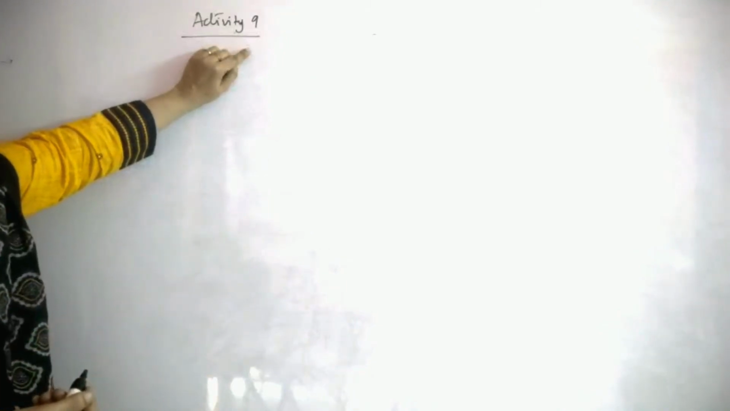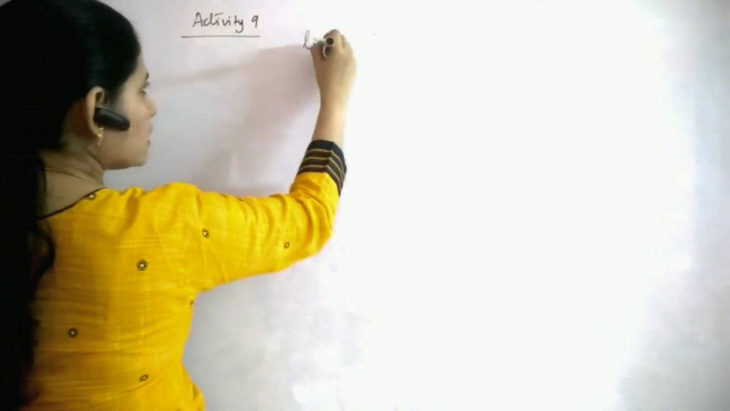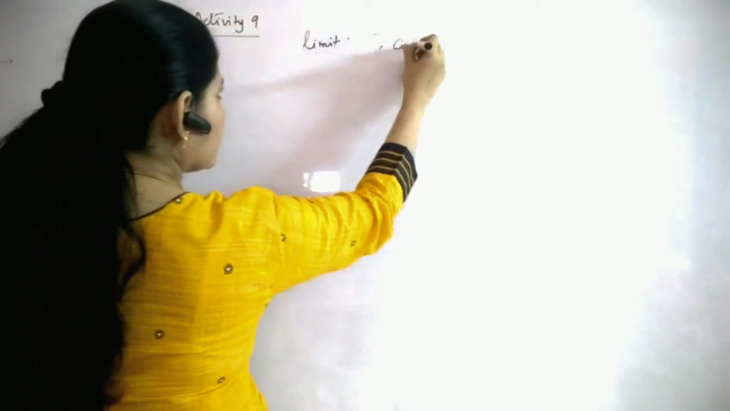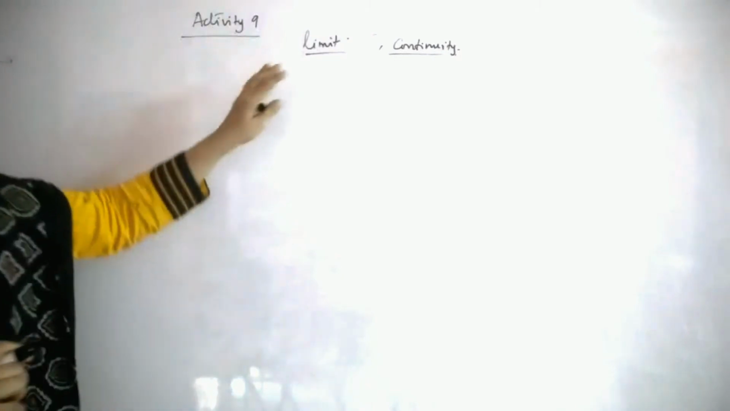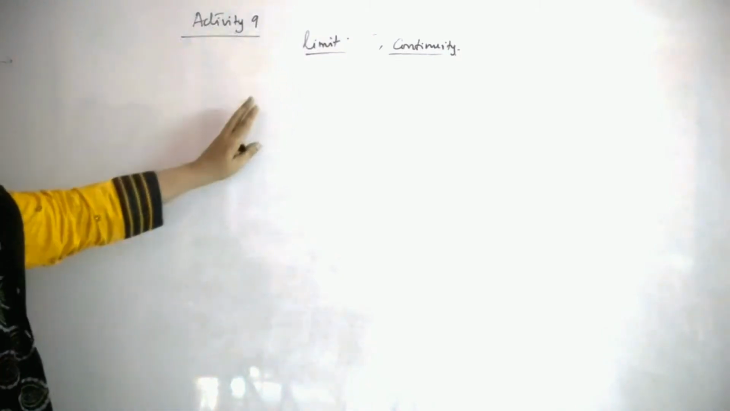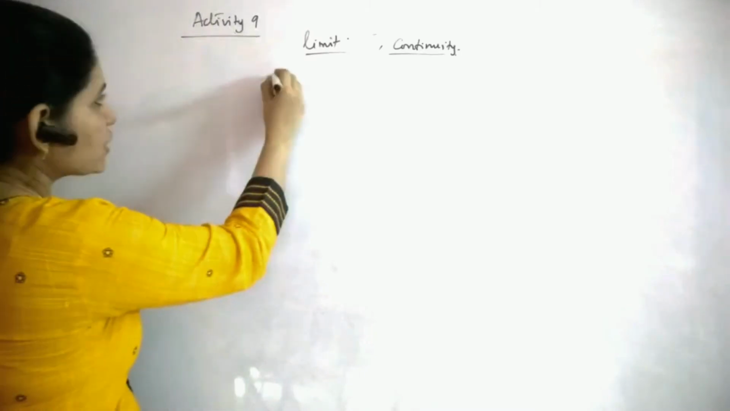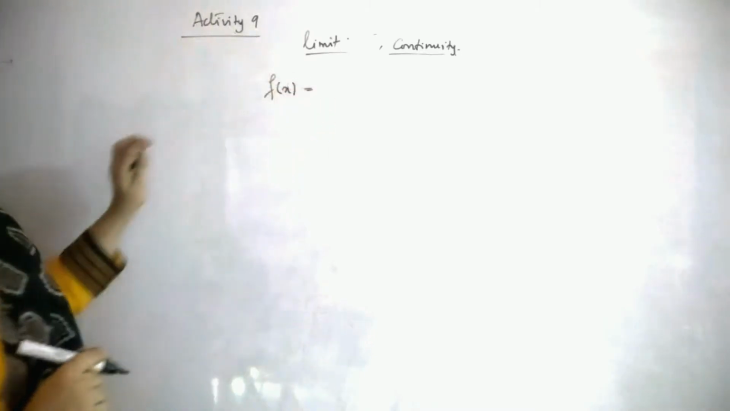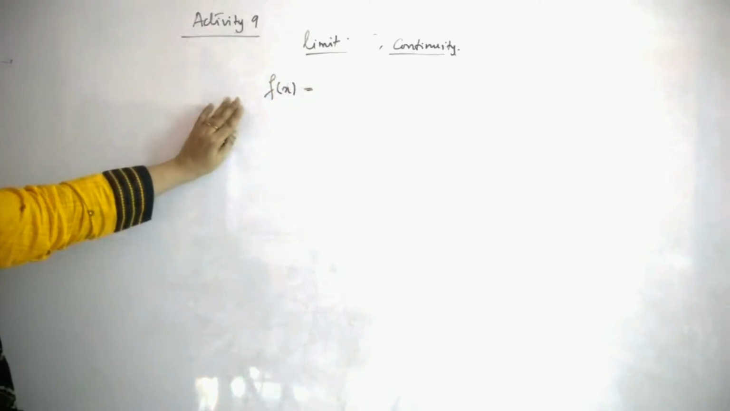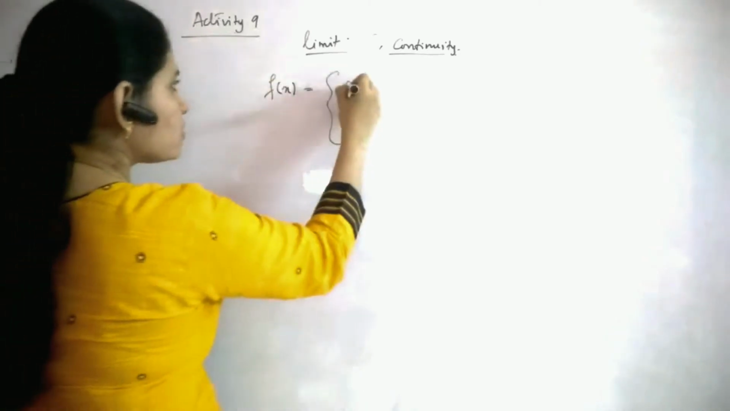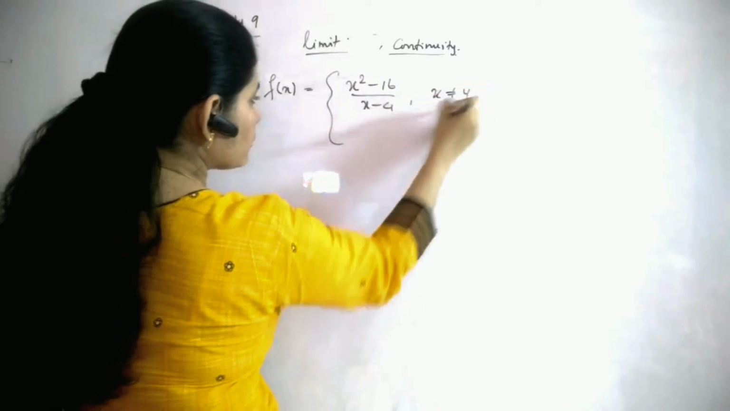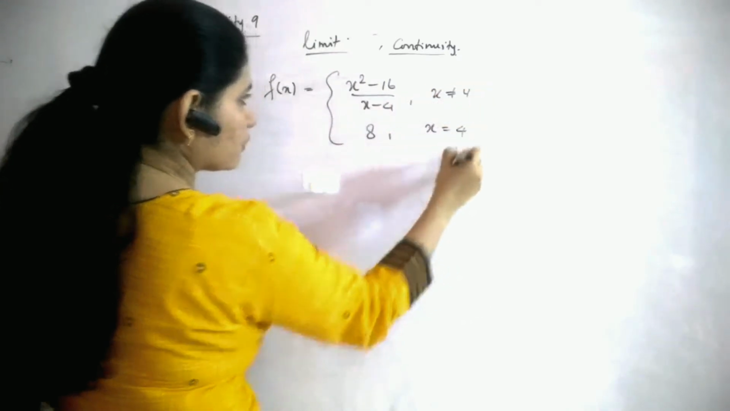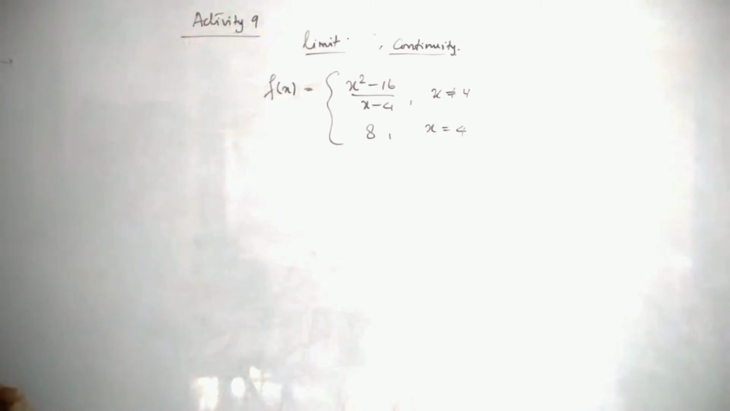We have to understand what a limit is. You should know what the limit of a function is, and continuity at a particular point. So for that, first we are taking a function. We need a function for limits, and the function taken is (x square minus 16) by (x minus 4) when x is not equal to 4, and 8 when x is equal to 4. So this is the function defined.